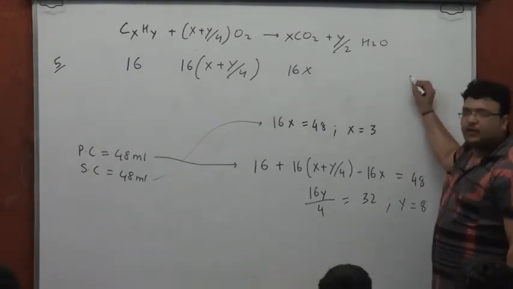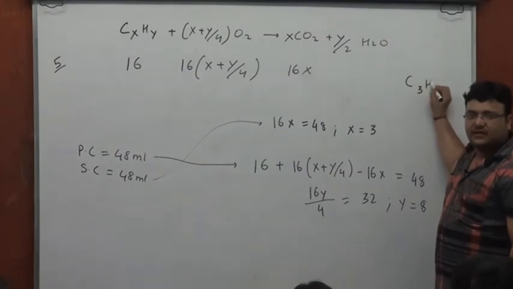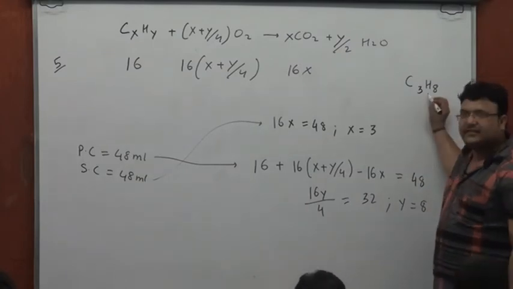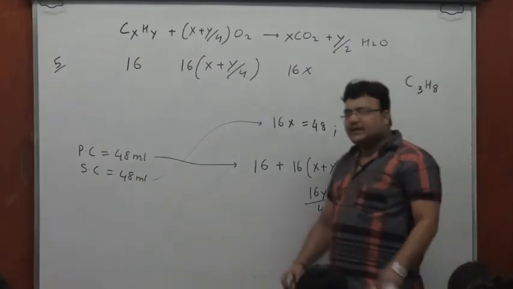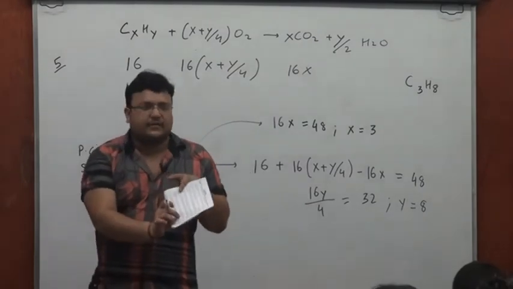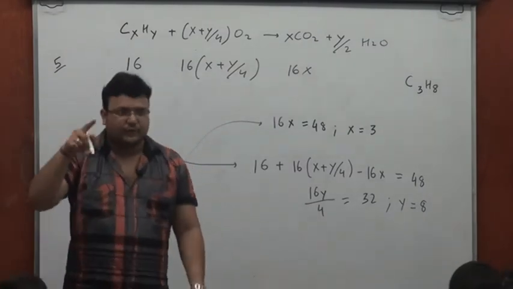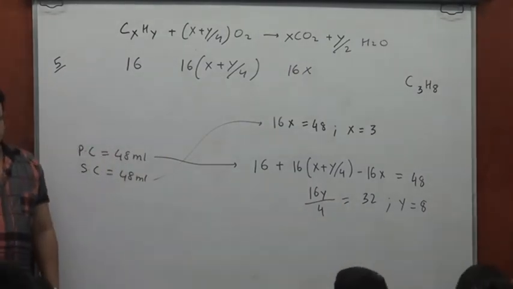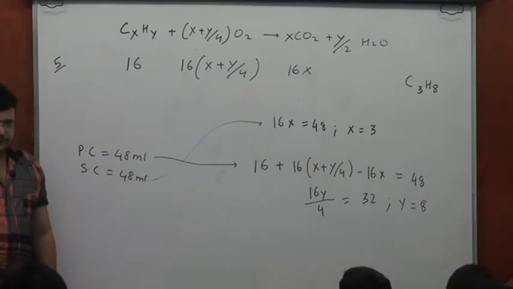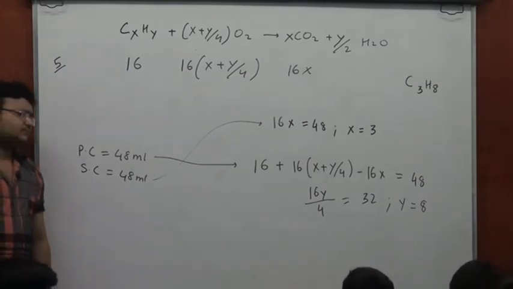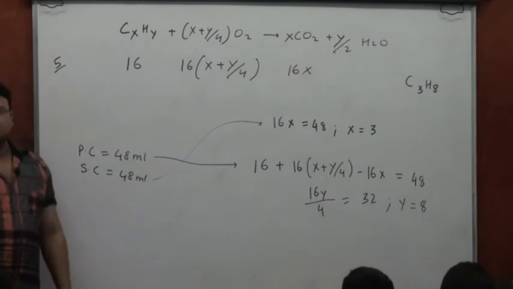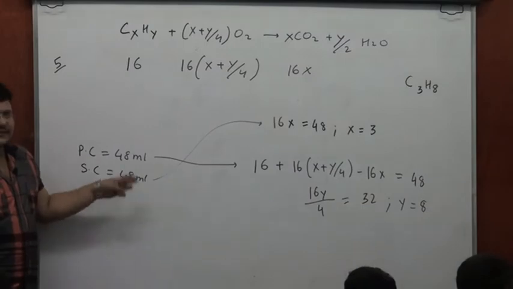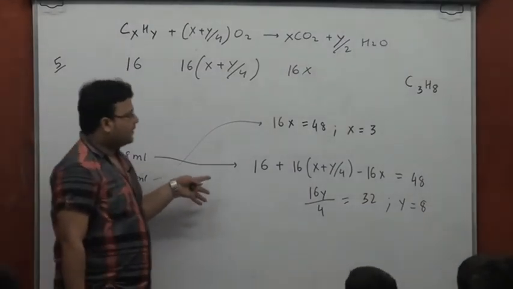So you get the formula C3H8. You get it? C3H8. In the printed answer, it's C3H6. So now what you have to do is just strike 6 and put 8 there. There might be a typo once in a while. So far so good? Yes, sir. Primary contraction 48 ml, secondary contraction 48 ml, and it's C3H8.